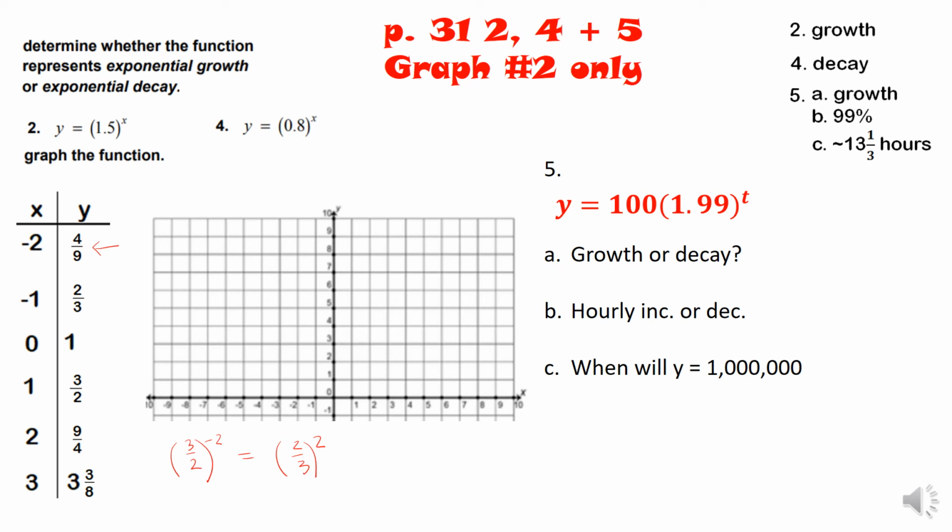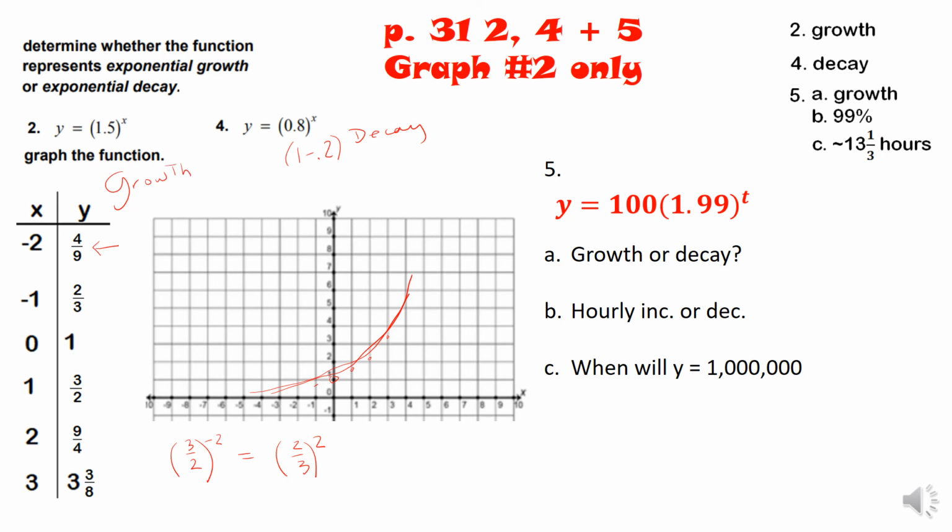So you can go ahead and figure those out, and then you would graph them, and the graph would be: negative 2 is 4/9, and negative 1 is 2/3, 0 is 1, 1 is 1 1/2, so this isn't going up very fast. 2 is 9/4, so that is 2 1/4, and 3 is 3 3/8, so this is going to look, I'm not hitting my dots at all, so there you go, something like that. Okay, so number 4, this is 1 minus 0.2, so this is decay. Oh, and this was growth, obviously.